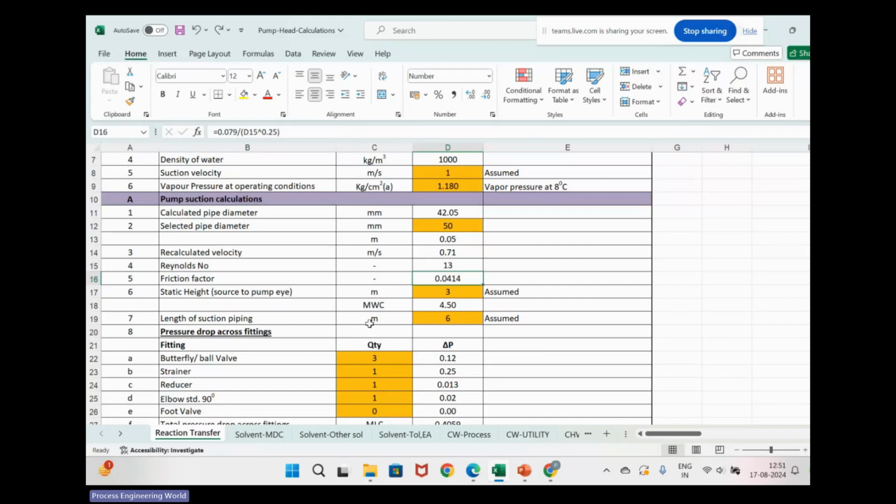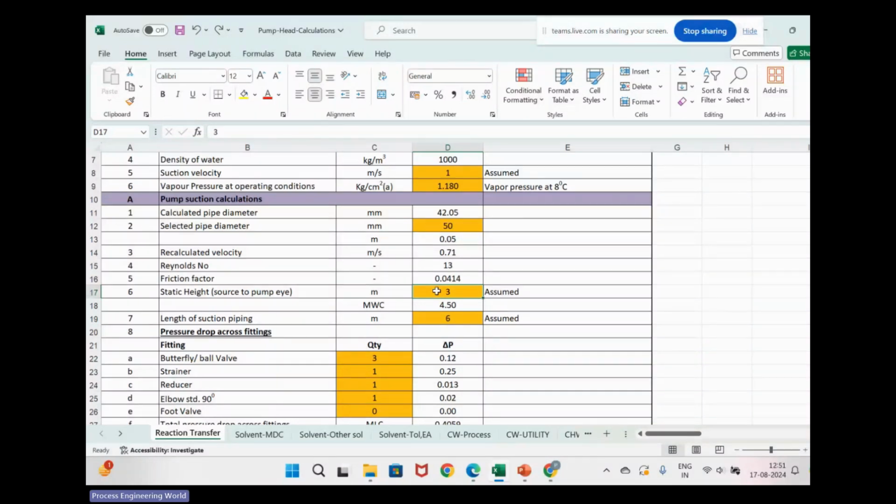So once you have calculated the friction factor, you need to mention the static height. What is static height? It is the distance from the pump center to the source. That height you need to mention. Here many engineers make a mistake. The base point will be the pump center. So what will be the static height?